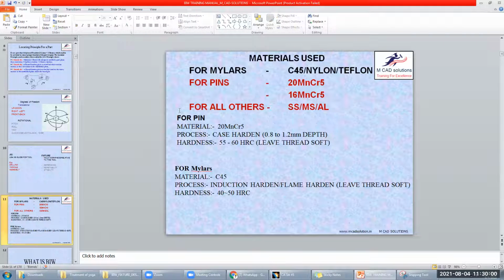Now this is material. The most important thing, that's why we are covering it in the first lecture: material.